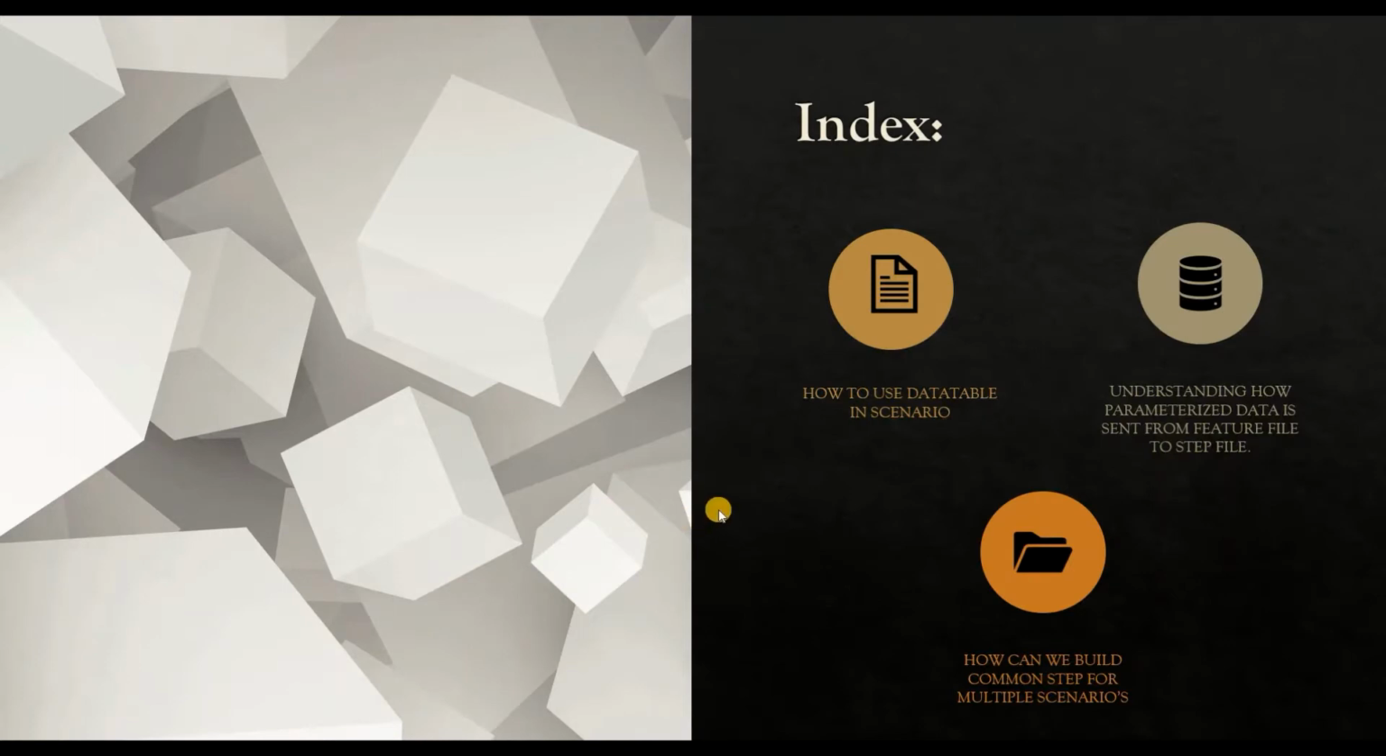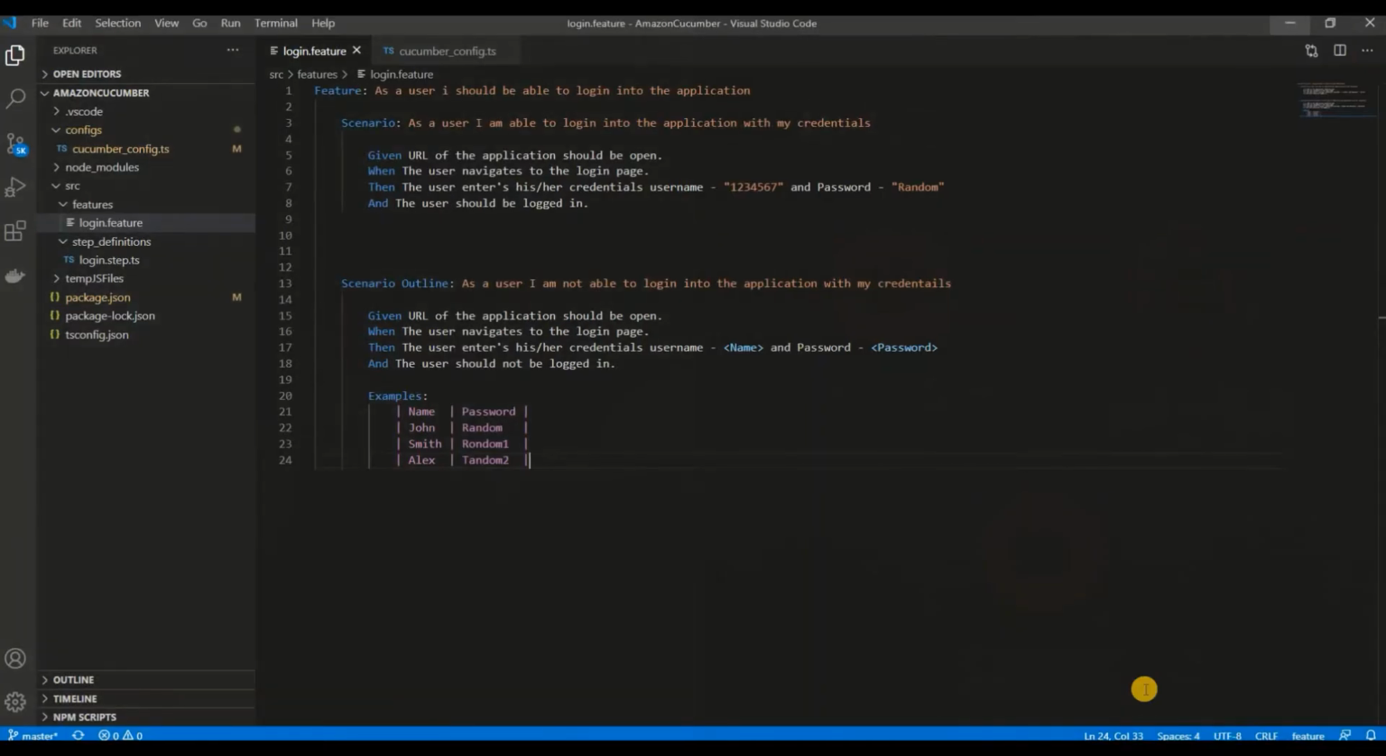So guys, in this video, we are going to understand how to use data tables with the scenario keyword, understand how parameterized data is sent from feature file to step file, and how can we build common steps for multiple scenarios? So let's move on to Visual Studio Code. And this is where we left.